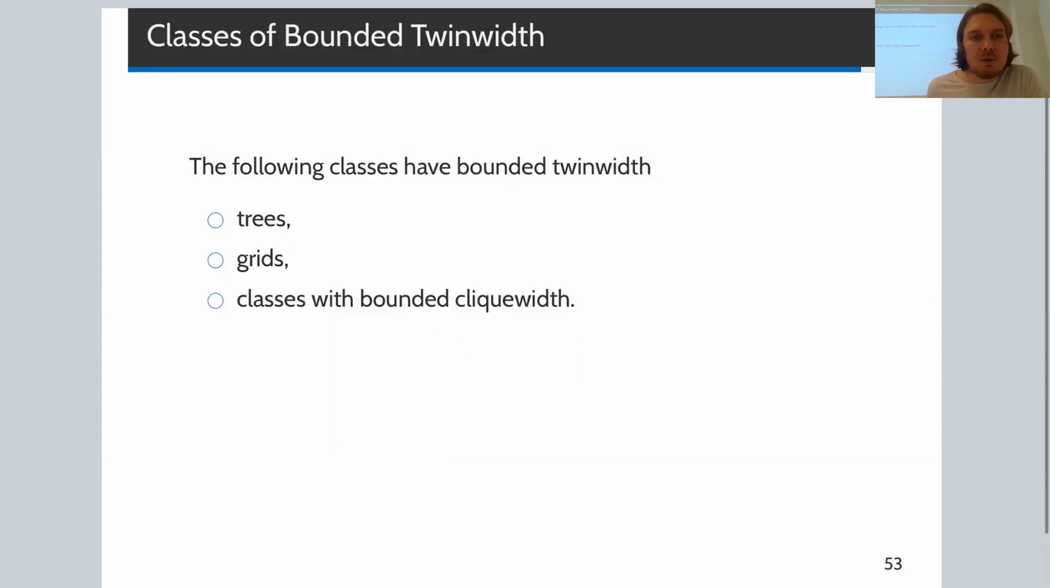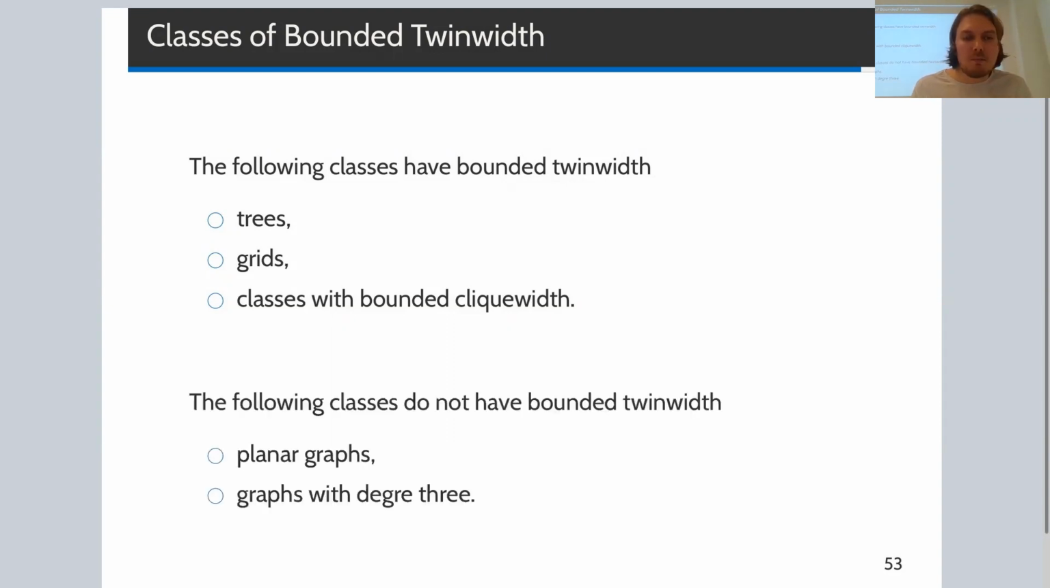For example, trees have bounded twin width, grids have bounded twin width, also classes with bounded clique width. So twin width is a strict generalization of clique width. So it's quite powerful. On the other hand, planar graphs or graphs with degree at most 3, they don't have bounded twin width. So twin width is a little bit strange. These graphs that sound quite simple, like graphs with bounded degree, they do not have bounded twin width. So it does not necessarily capture everything that appears simple, but it still generalizes many dense graph classes that are tractable.